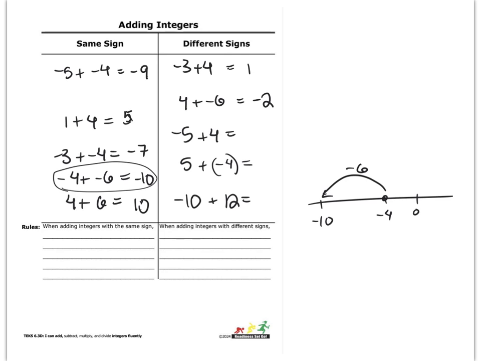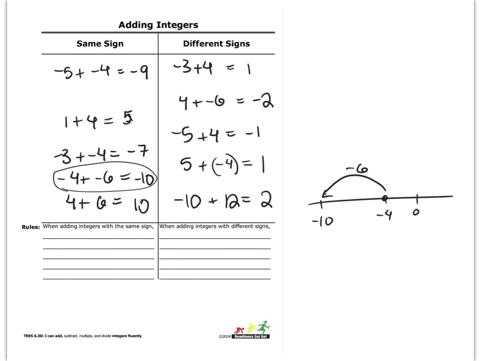Now let's look at where the signs are different. -5 plus 4 is going to be -1. 5 plus -4 will be +1. And -10 plus 12 will be +2. Okay, so let's make some generalizations here.